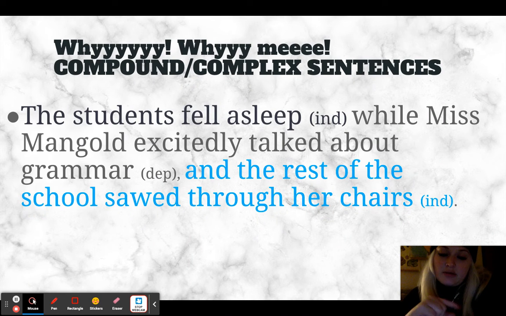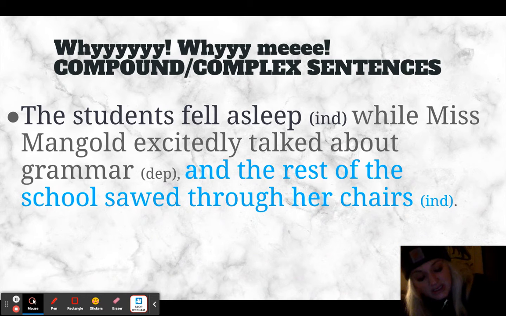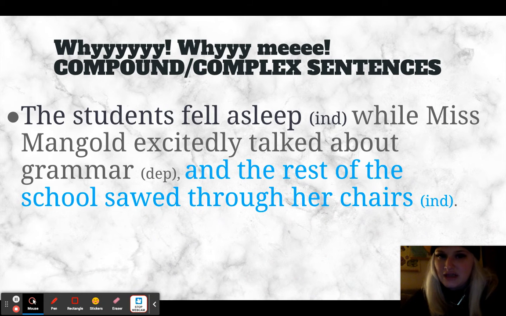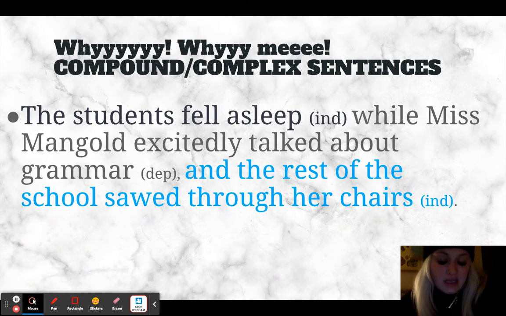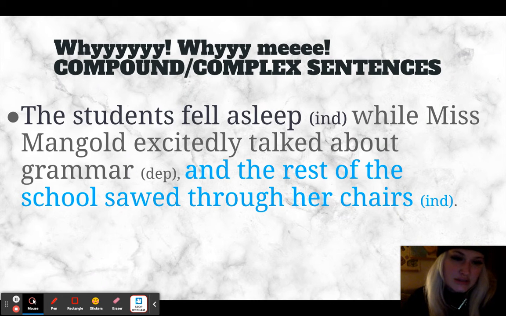School and sawed. Now, I could switch that around and put my dependent clause at the beginning, but I threw it in the middle to kind of show you. So if I put it at the beginning, it would read, while Miss Mangold excitedly talked about grammar, the students fell asleep and the rest of the school sawed through her chairs. Whew, complicated. That is such a complex sentence because it has our independent clauses and our dependent clauses thrown in there together. Now, also notice where the comma is right there. Okay, that will come into play later on in our lessons.